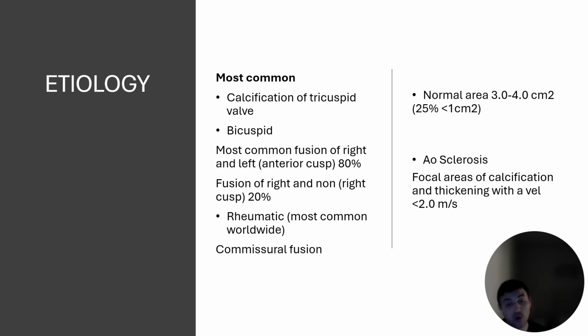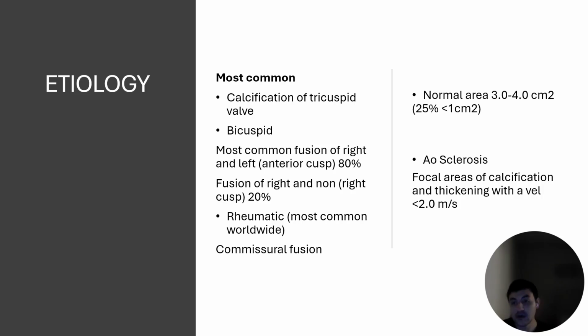Rheumatic is always to keep in consideration. Why? Because it's the most common worldwide. What is the characteristic of this? Commissural fusion. Rheumatic aortic valve is always to keep in mind because people who move from a low-resource country to a high-resource country like the United States, you are going to think of rheumatic if they have aortic stenosis, especially if they are young.